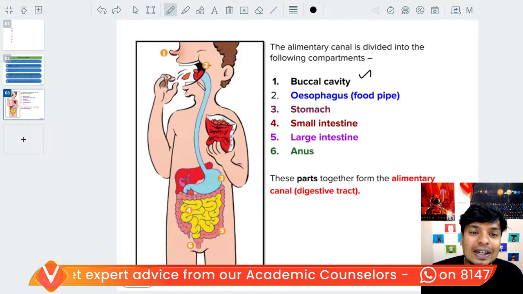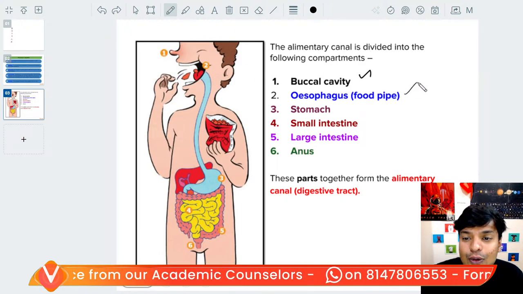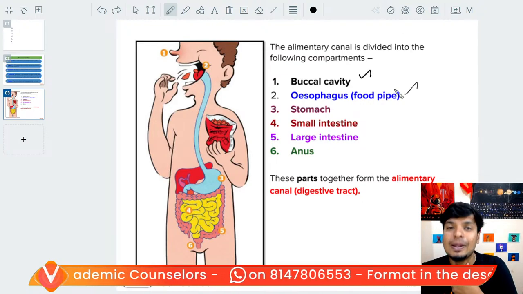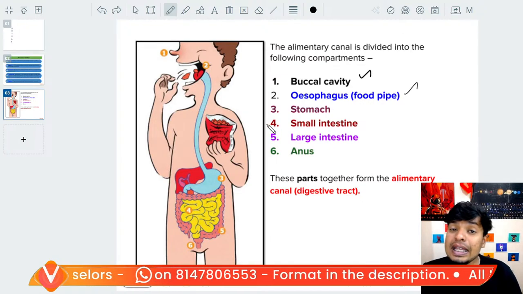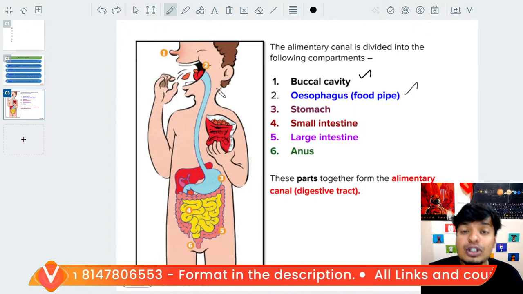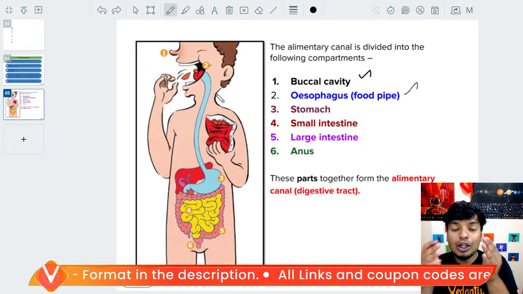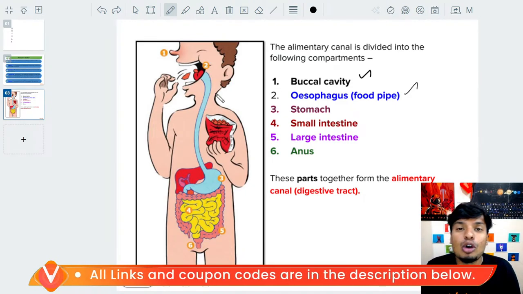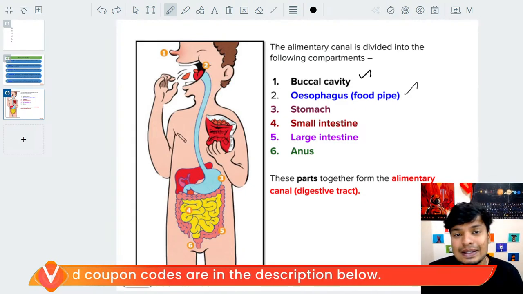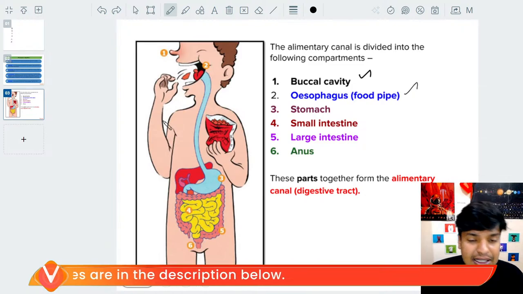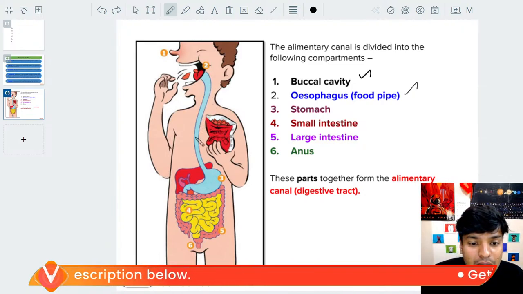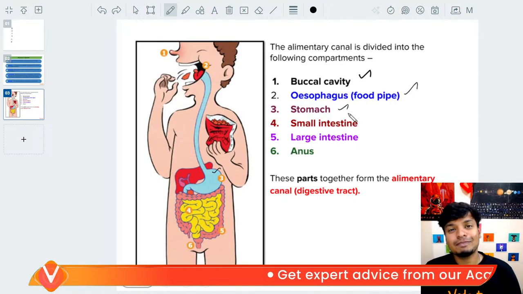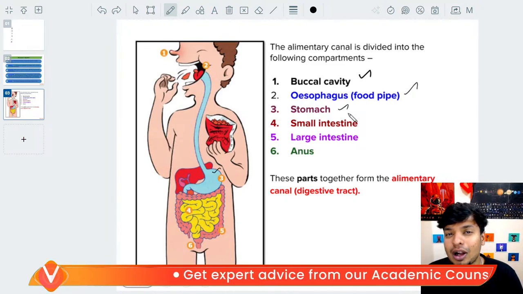Once it is done, where does the food go? The food then goes into the esophagus, or your food pipe. In the esophagus, the food starts to travel because of contractions and expansion by a process called peristalsis. So because of peristalsis, the food moves down to your stomach. Finally. What happens in the stomach?